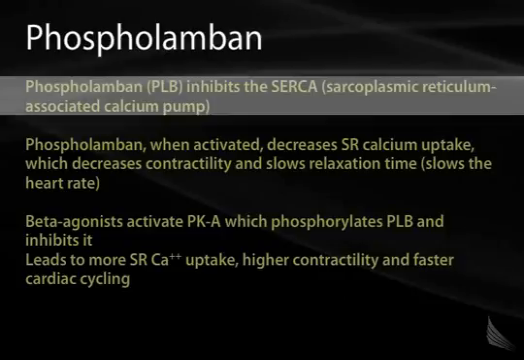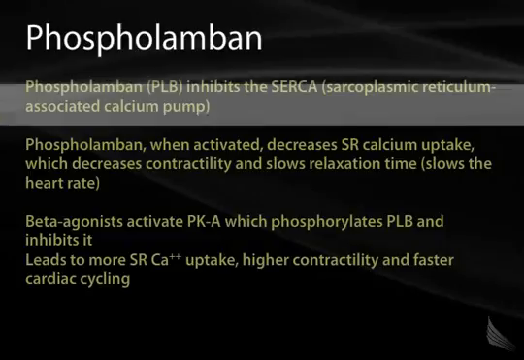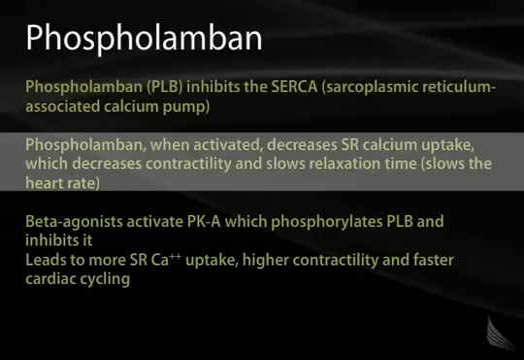Phospholamban, or PLB, is a molecule that rests on the sarcoplasmic reticulum. Normally, it inhibits the sarcoplasmic pump, the SERCA. The SERCA is responsible for pumping calcium into the sarcoplasmic reticulum. Phospholamban, when it's activated, decreases the uptake into the sarcoplasmic reticulum, which decreases contractility, and it slows relaxation time. Phospholamban generally slows down the heart rate.